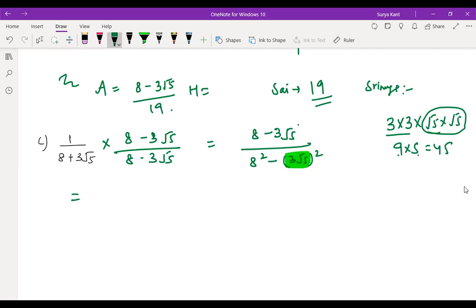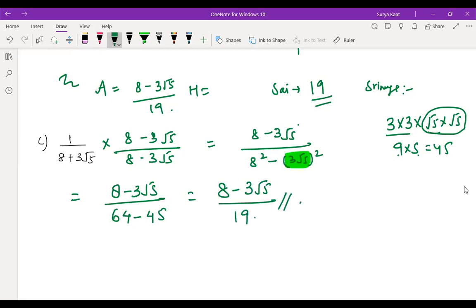So what we can write here? 8 minus 3 root 5 divided by 64 minus 45. Is it clear? So 8 minus 3 root 5 divided by 19. Now it's clear, Harini? Yes, sir. Clear. So this is very easy. 3 root 5 whole square, just 3 will multiply 2 times and root 5 should be there. That's it.